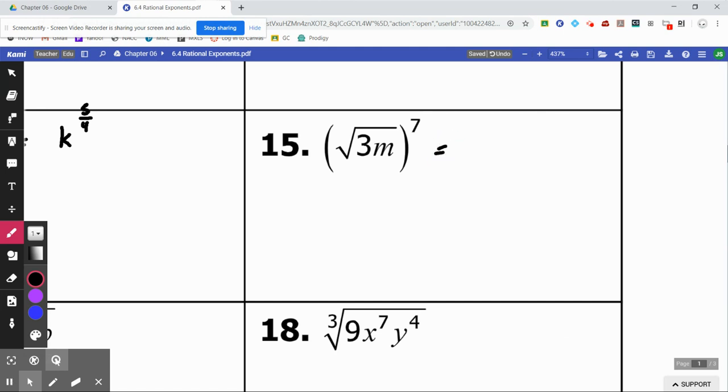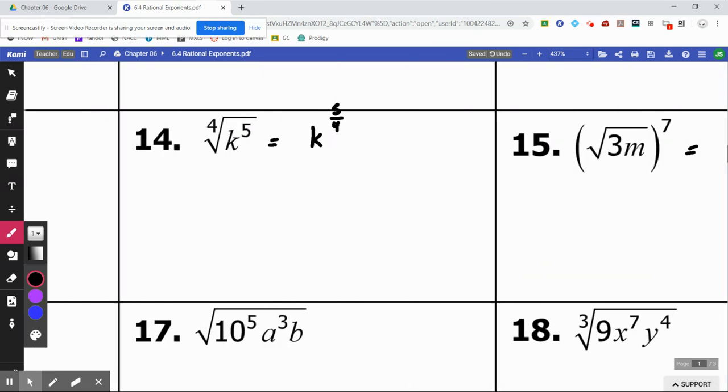The 3m here. Now notice the exponents on the outside, it doesn't matter, okay? These exponents you can write on the outside, or you could write on the inside around parentheses. Either way is the exact same thing. So we're taking a square root and raising it to the 7th power. So 3m to the 7/2 power.